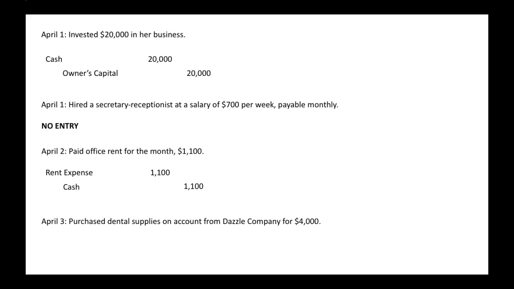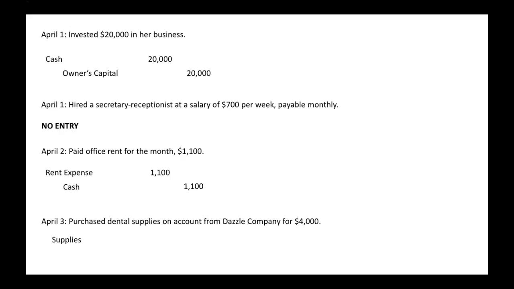Then on April 3rd, purchase dental supplies on account from Dazzle Company for $4,000. So once again, we need to think about what sort of accounts are affected here based off of some keywords that we see in the transaction. So we're buying dental supplies, right? We see the word supplies there, and we know that we need to debit our supplies account to show that our supplies are increasing, because supplies is an asset and assets go up with debits.